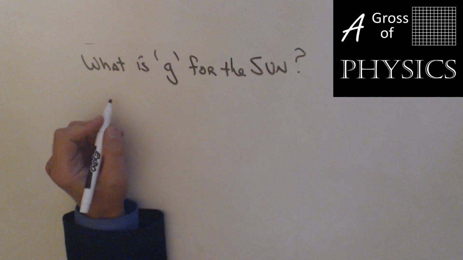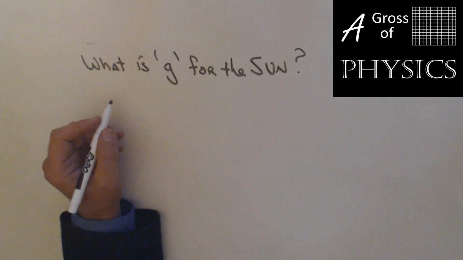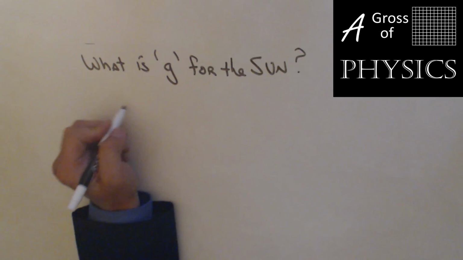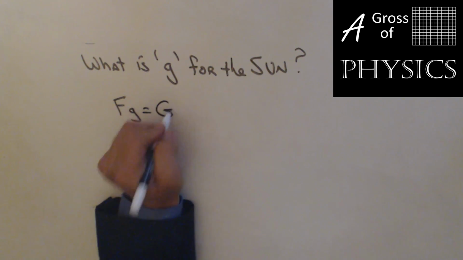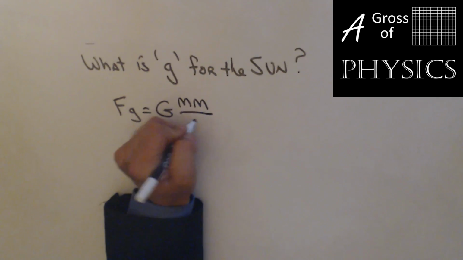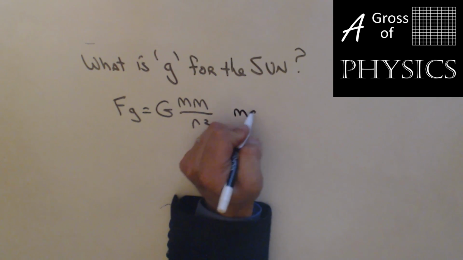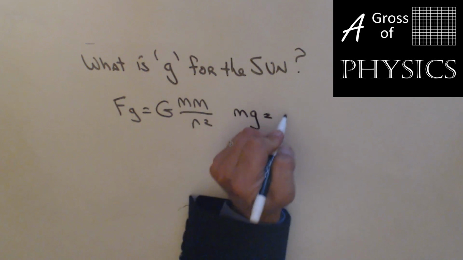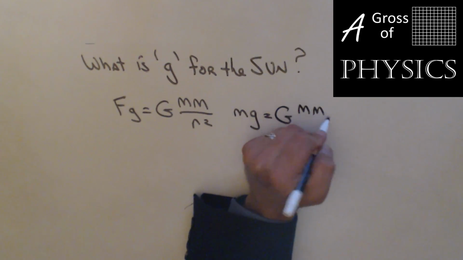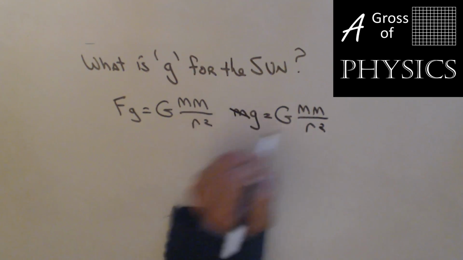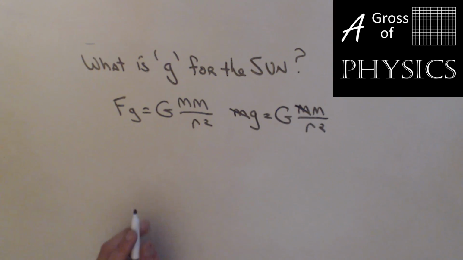Now we can actually calculate g for the sun. Of course you're not going to be able to stand on the surface of the sun, but we can calculate it. If you remember, force of gravity is big G m over r squared. But if we break down Fg and make it mg, we get little g equals big G m over r squared. The mass of the object involved cancels out.